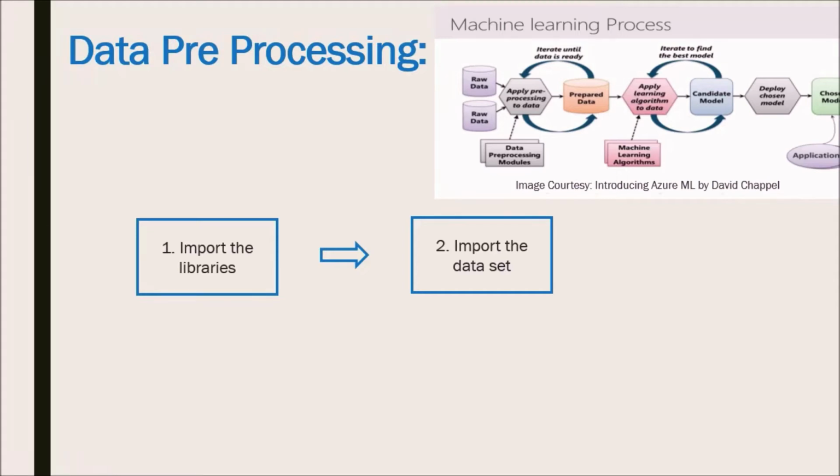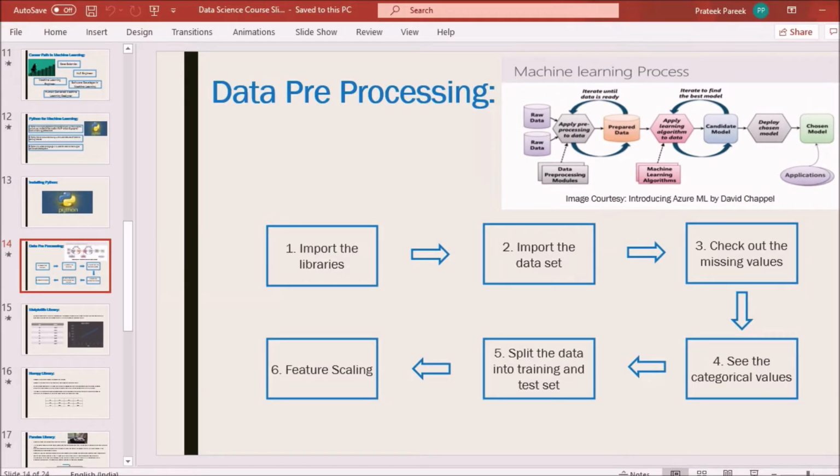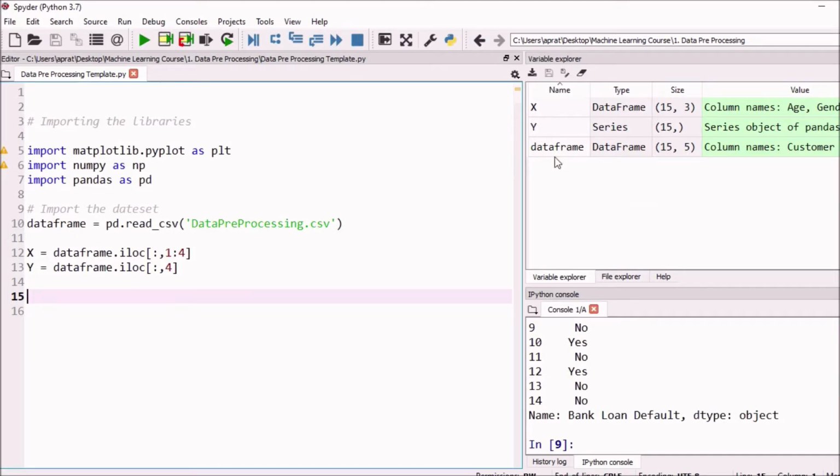So in the last two sections, we have covered importing the libraries and importing the data set. Now we will move to the next step of data preprocessing, which is checking out the missing values. So let's first understand what that is. Let's go to our data and look at our data set.